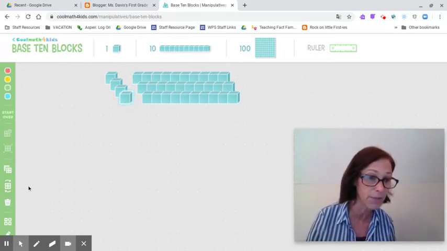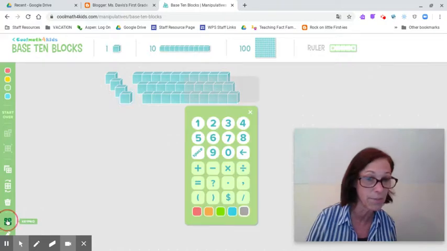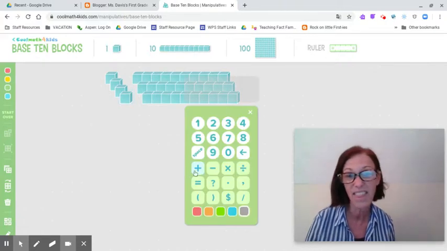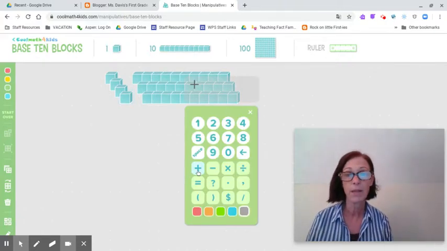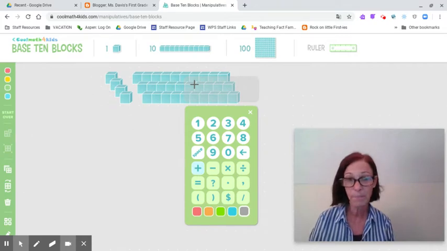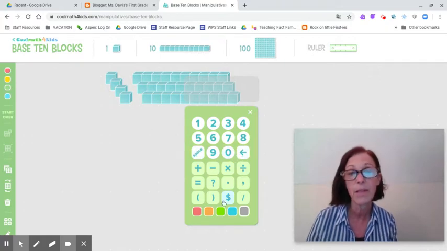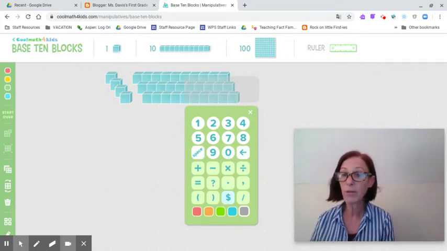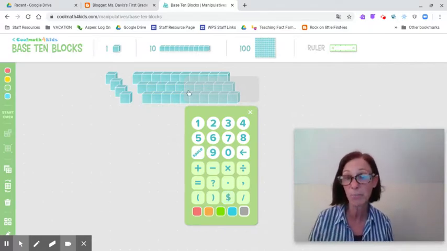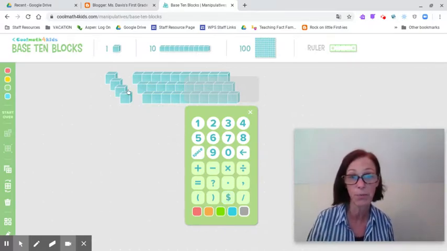Let's try expanded form. I just found something here that I think might work. So I've got a plus sign. Oh, maybe I want a backspace. Maybe I want to clear that. Backspace. Let's clear it. So if I'm doing expanded form, we always start with the biggest place value. So the tens is bigger. The tens place is bigger than the ones place.